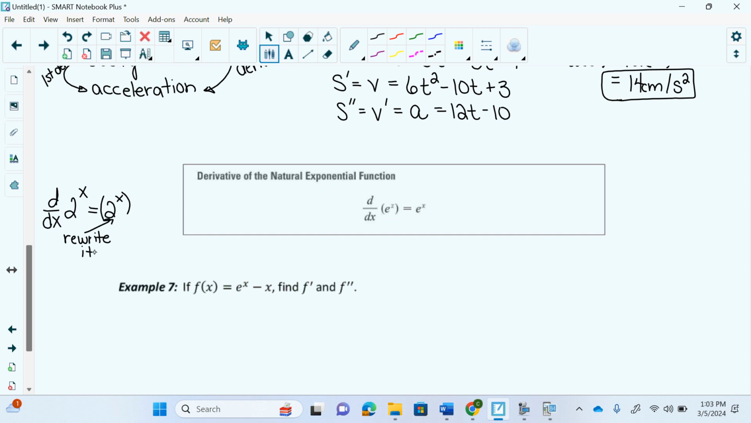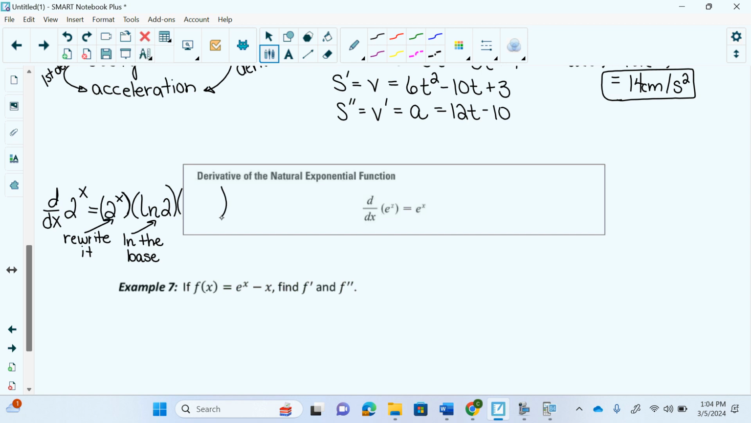Then you ln the base. So your next chain, which is a bracket, you ln, which is just log base e. You ln the base, which is 2. So that's our next step. The next chain is ln the base. And then your last chain is derivative of the exponent.